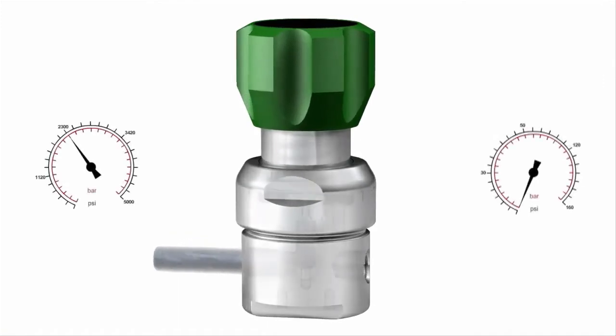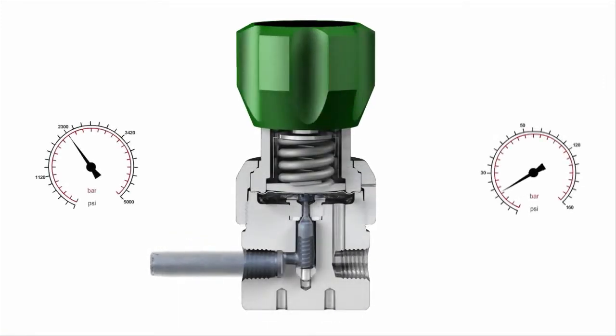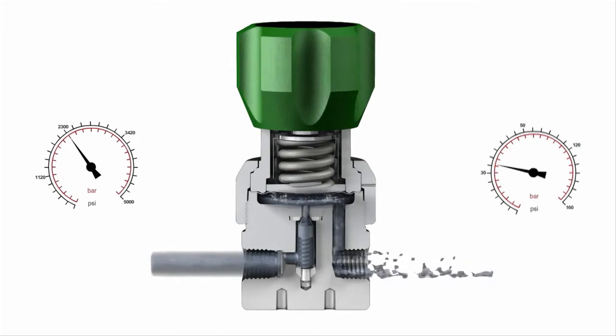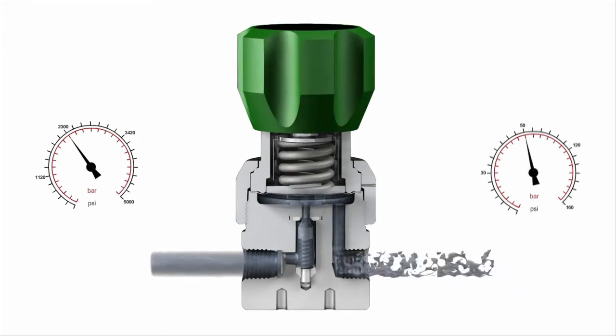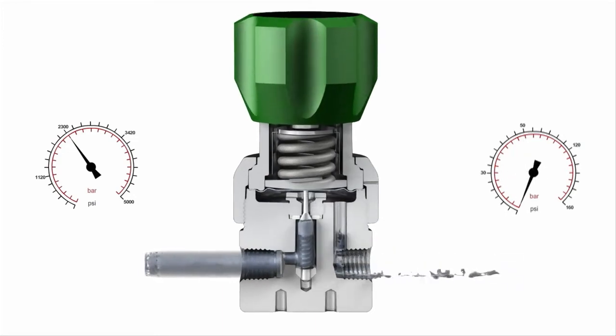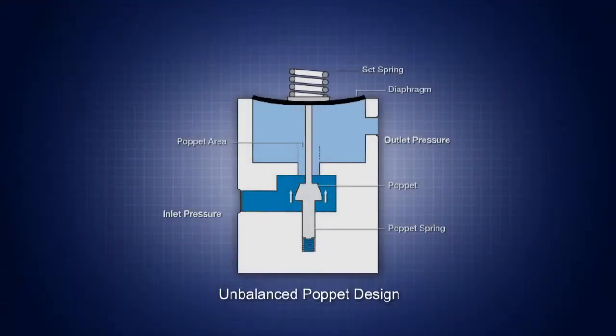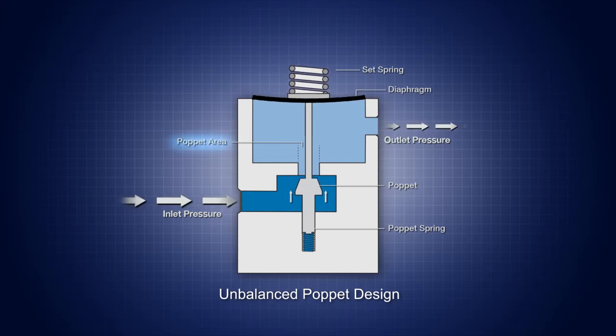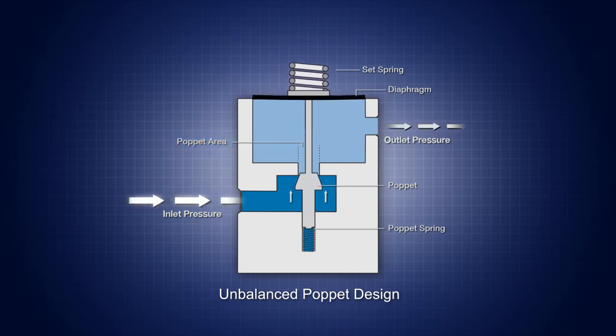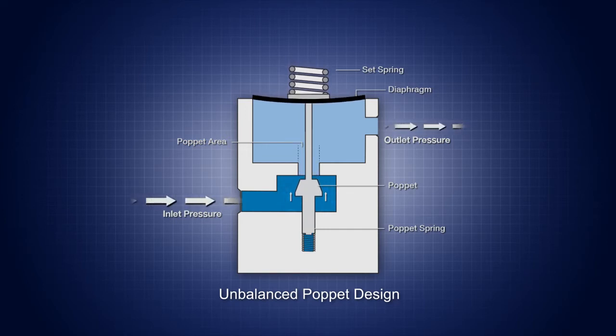A spring applies force on a sensing element, either a diaphragm or a piston, which moves the poppet closer to or away from the orifice to control the outlet pressure. In an unbalanced poppet design, the inlet pressure pushes up on the poppet, applying pressure to a portion of the poppet equal to the seat area. As a result, a decrease in inlet pressure means less force is pushing up on the poppet. With the decrease in force, the poppet moves away from the seat, which increases the outlet pressure.